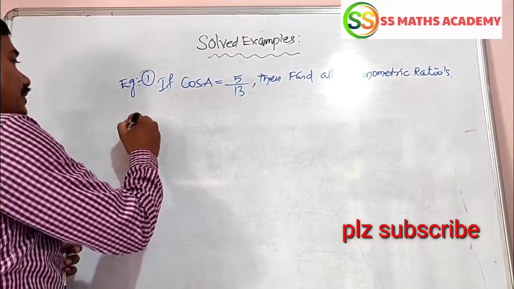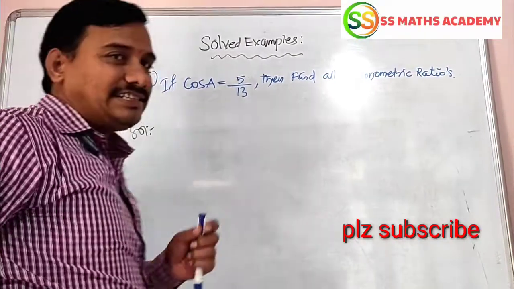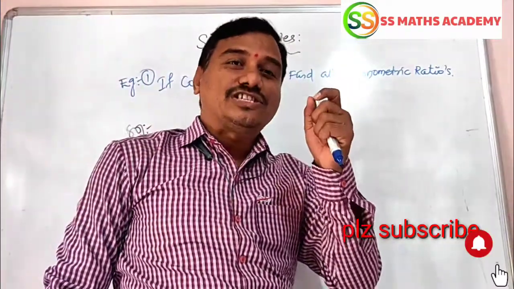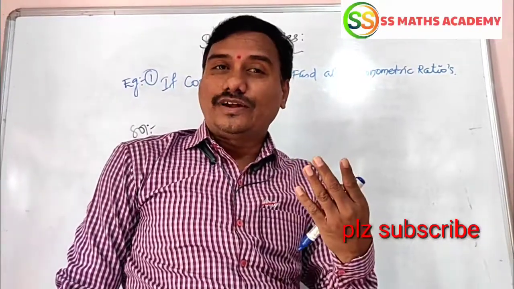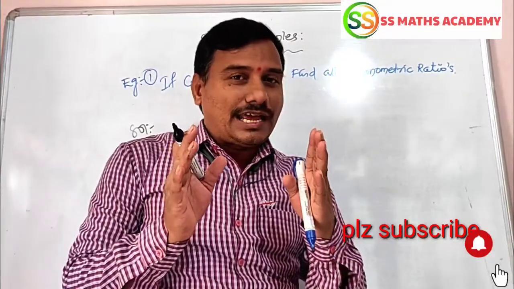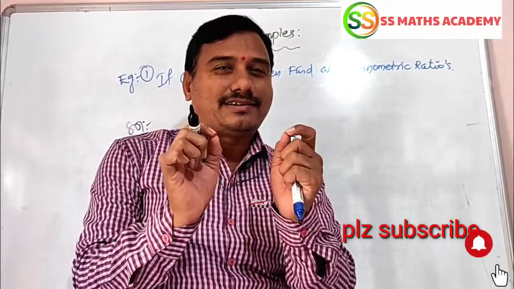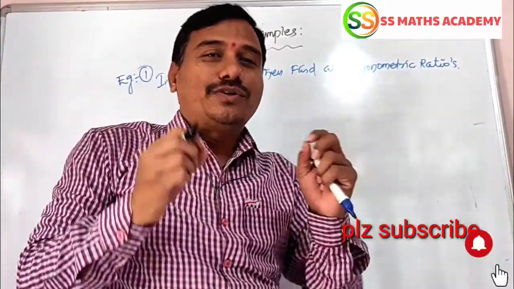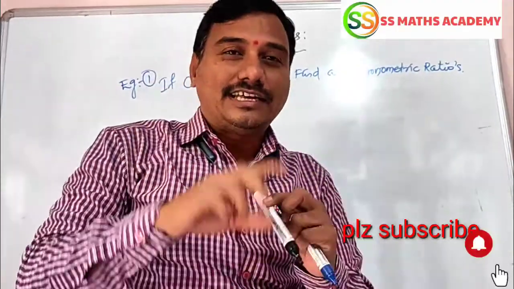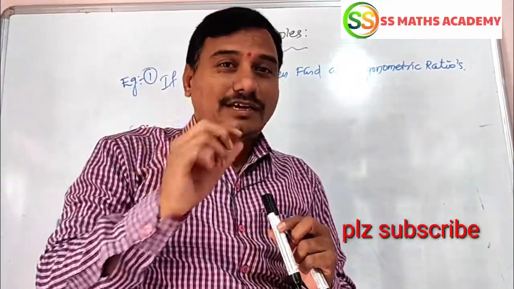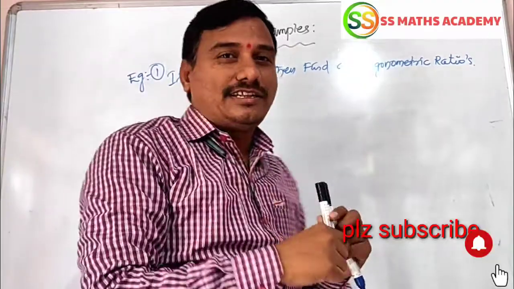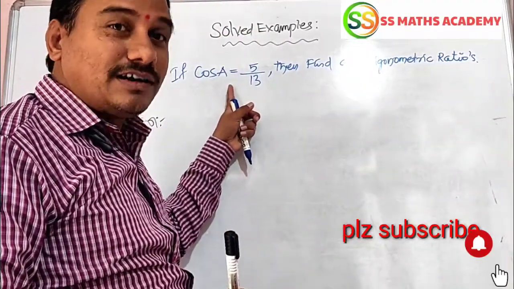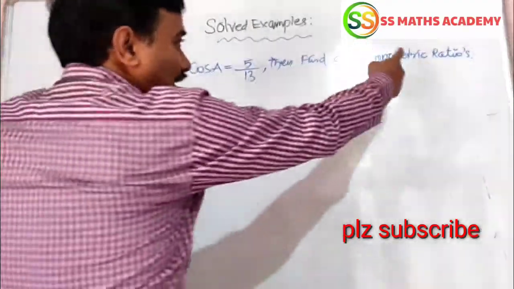Okay? And what is given? Keep in your mind, cos theta is given. What do you have to find? Every question has some key points. If you pick the key points from the question, 50% of the answer is in your hand. What are the important keywords? Cos A is given, to find trigonometric ratios.